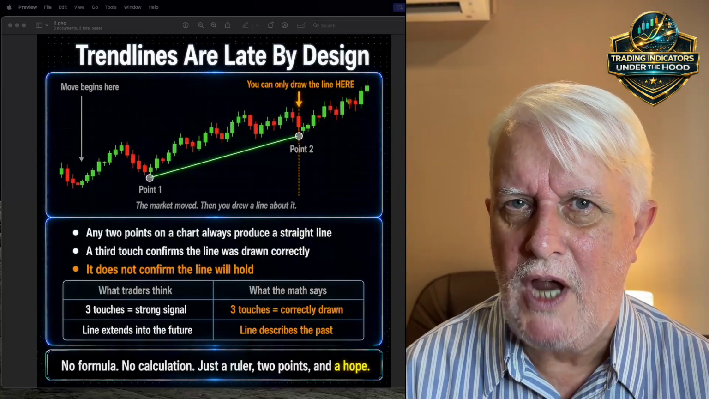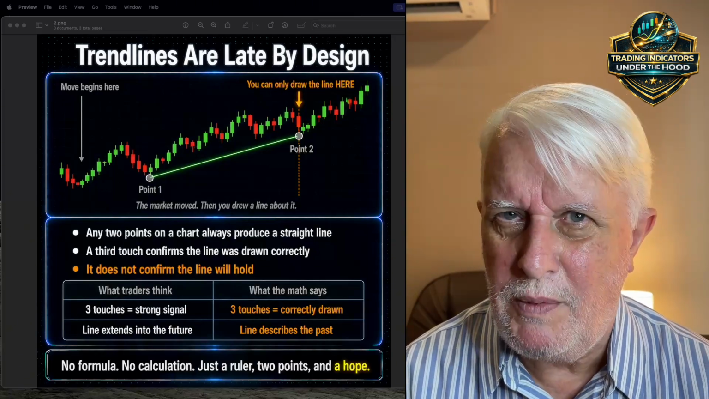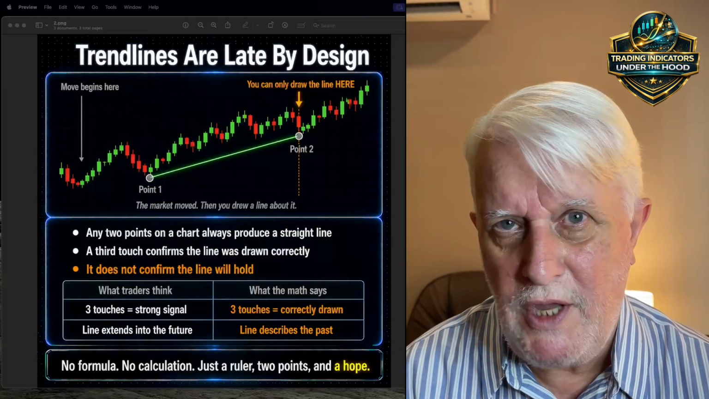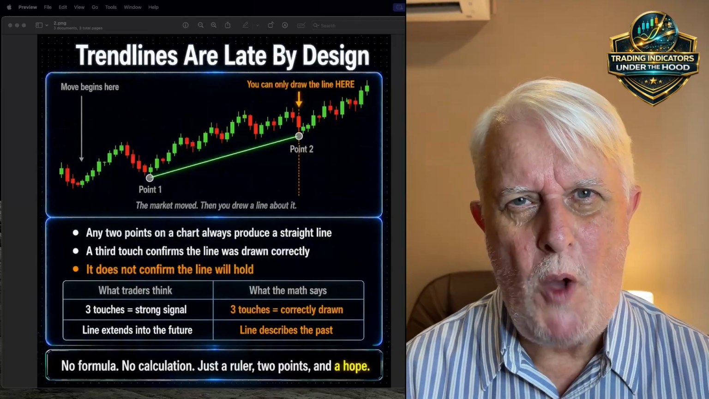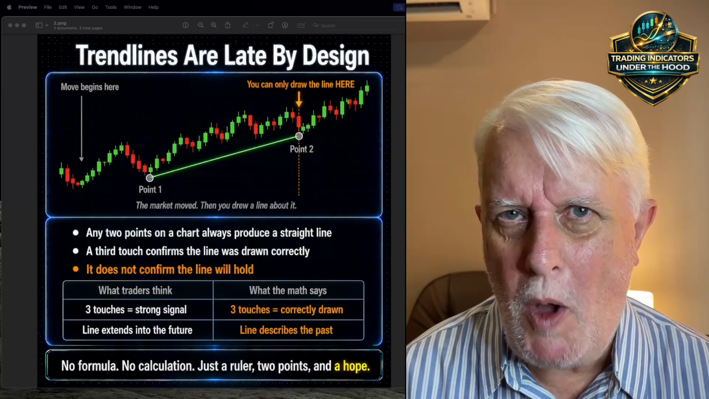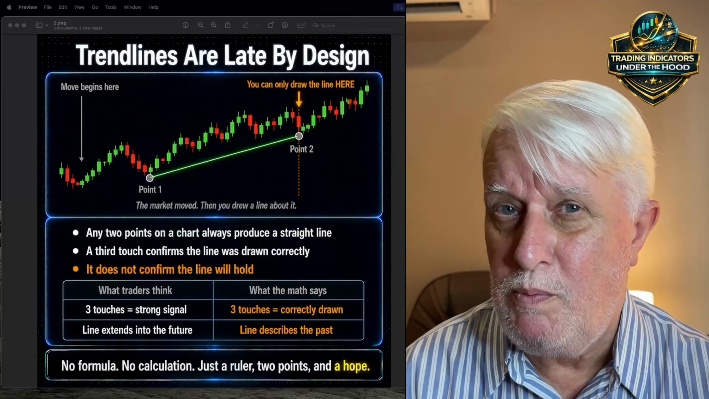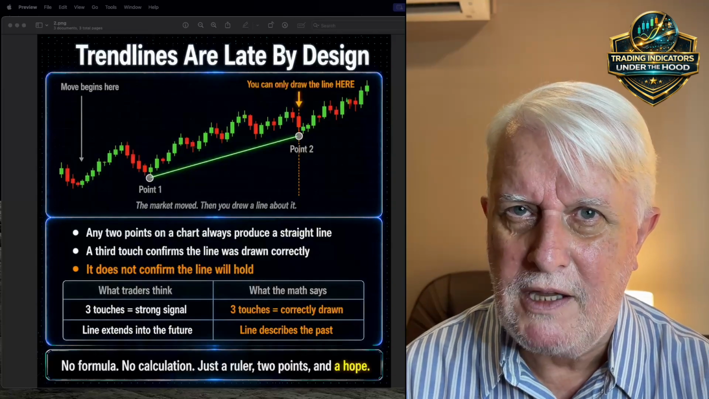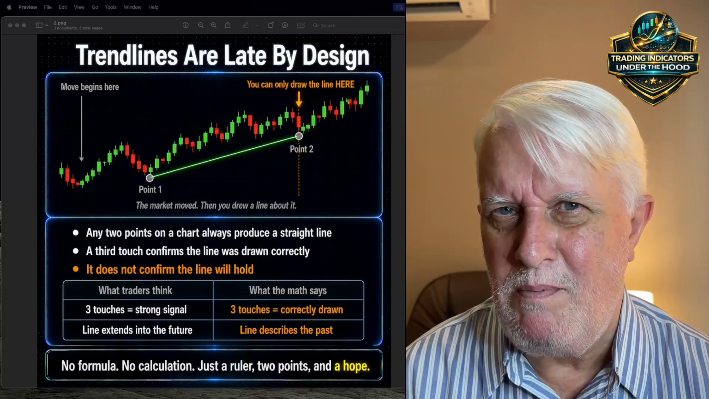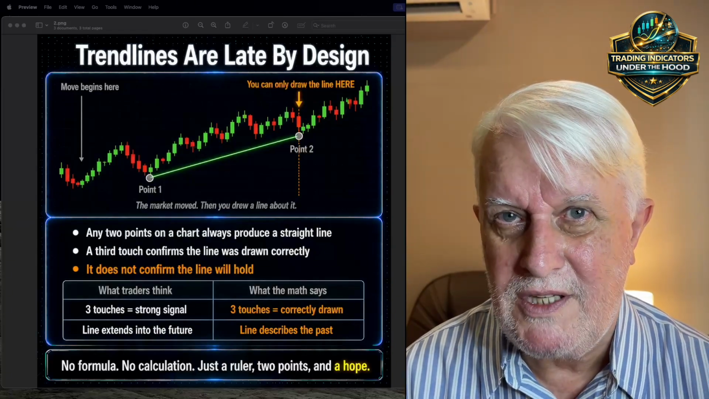Any 2 points on a chart will produce a straight line, but a third touch at any angle, any slope, any time frame only tells you that the line was drawn correctly, not that it will hold. There is no formula behind any of this. No calculation, no objective input that produces an objective output. Just a ruler, 2 points on a chart, and a hope that the market notices your line. Nobody else's, just yours. And if the math is this thin, wait until you see what happens when 10 traders look at the same chart.